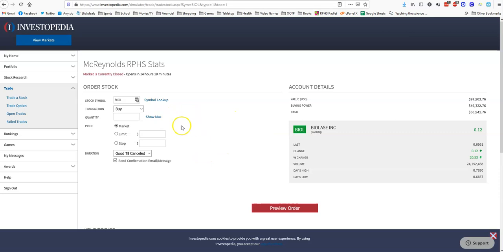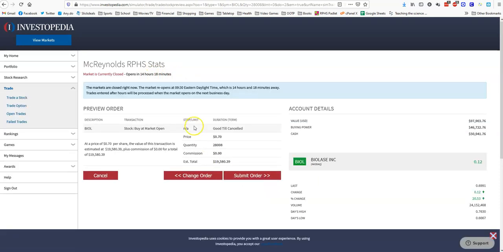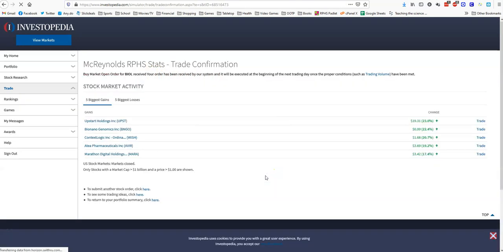Now, for my game, it's maxed at $20,000 right now. If you click show max, it'll show you how many you can buy for $20,000. I'm going to do 28,008 shares of this. Right now the market's closed, so it won't actually buy this until the market opens, and it's not going to move in price until the market opens up. So I'm going to do preview order and submit order, and I bought BioLays.